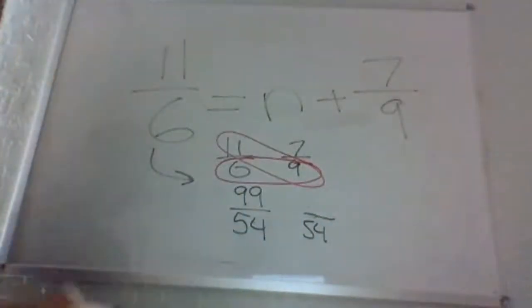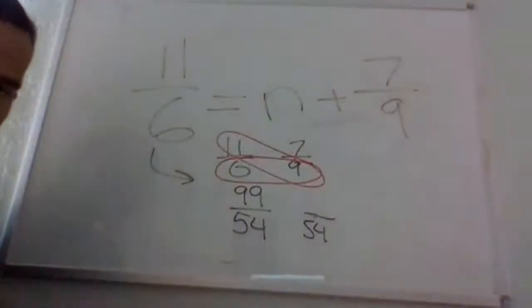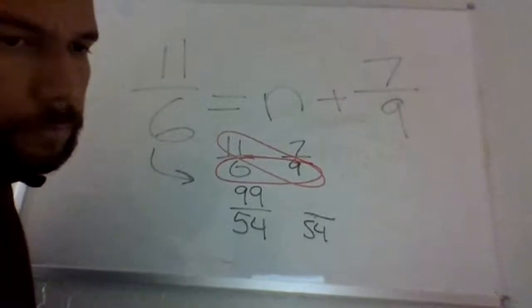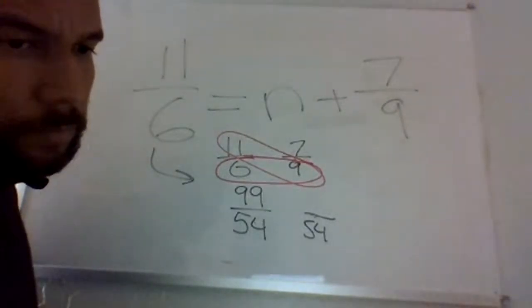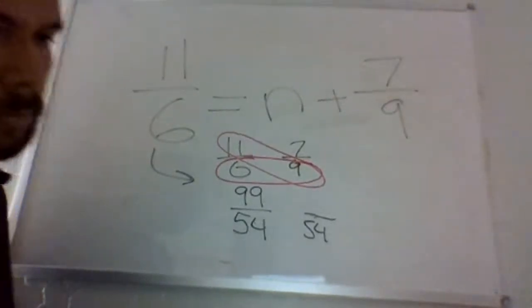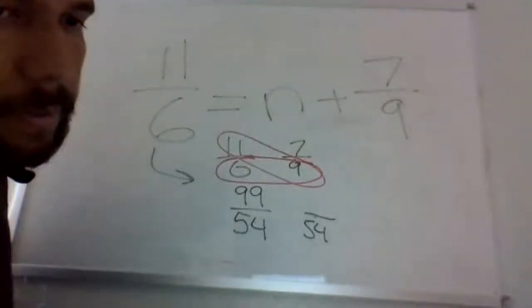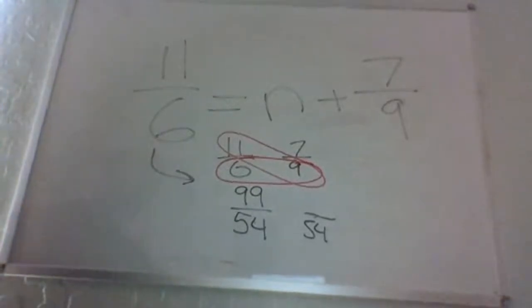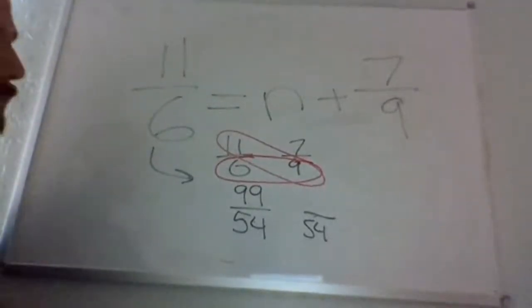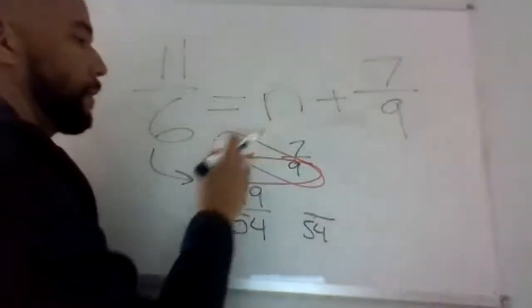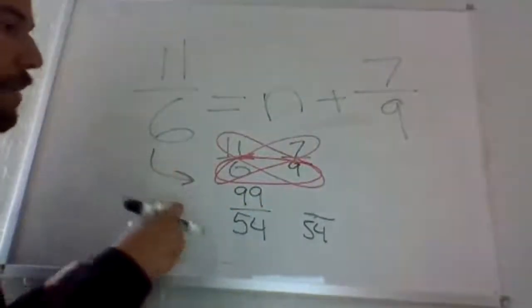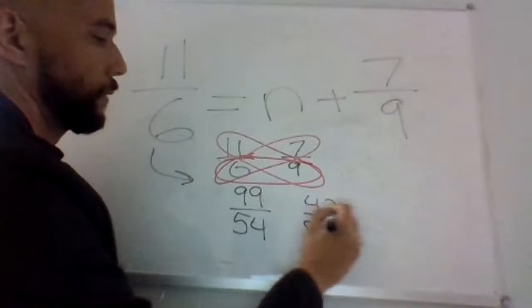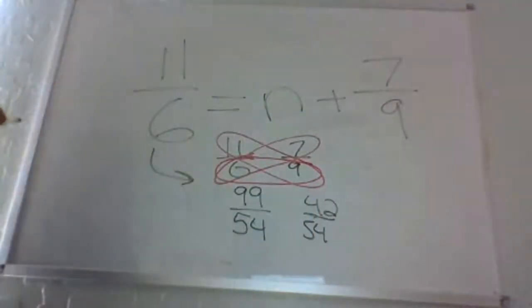Now what? So that would be 99 over 54 on one side, right? Yep, 99 over 54 on one side. And then you multiply 6 by 7 on the other side. Correct. And what's that going to give me? That's 42. Yep, that's going to be 42. Okay. Now what do we have to do?